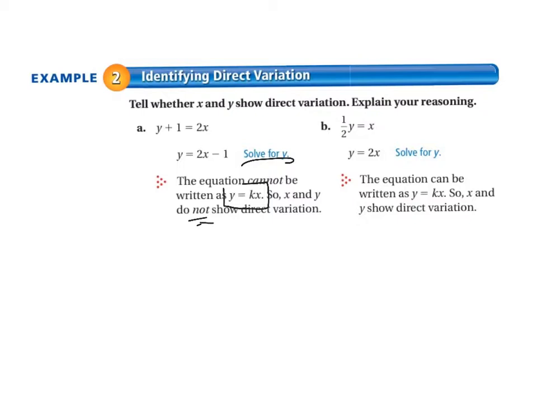If we look at letter B, we have 1/2 y equals x. When we solve for y, we get y equals 2x because we multiply both sides times 2 to solve for y. And so it can be written as y equals a coefficient times x. So x and y do show direct variation.